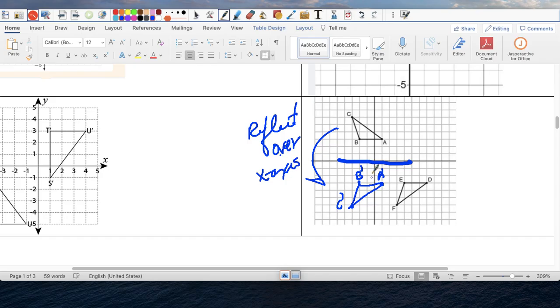And then how do I get this triangle to go there? It's just a translation, right? A slide, however many units. 1, 2, 3, 4, 5, 6 units.